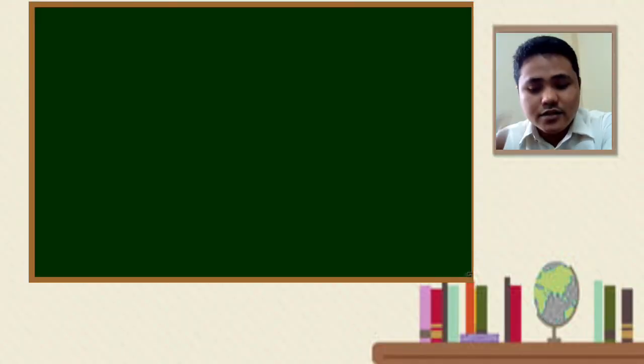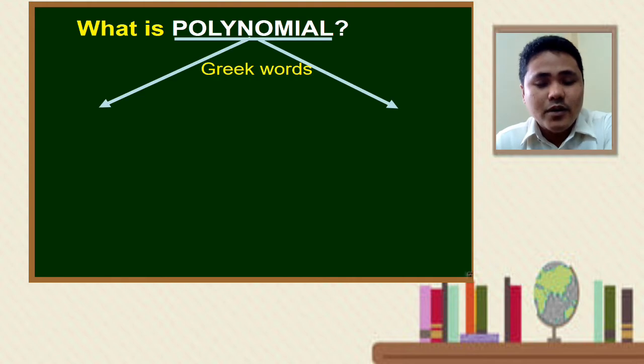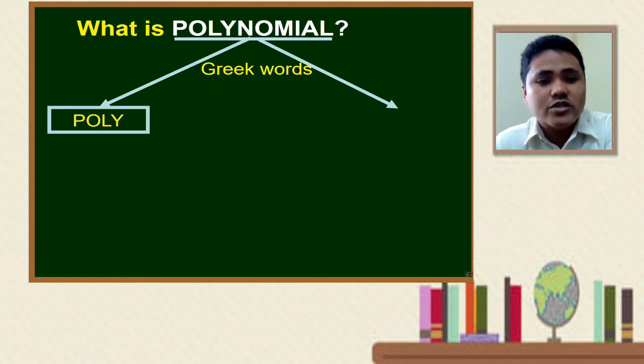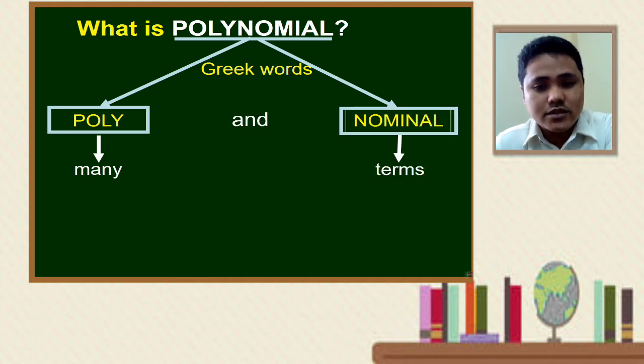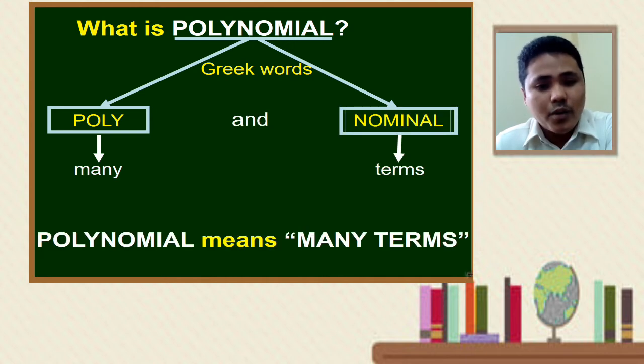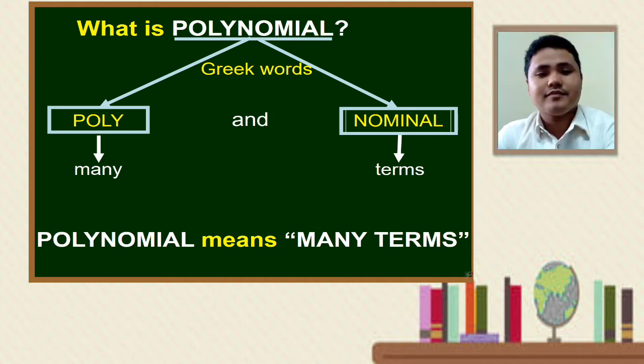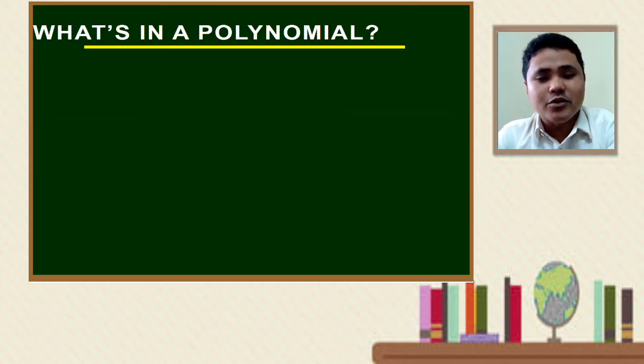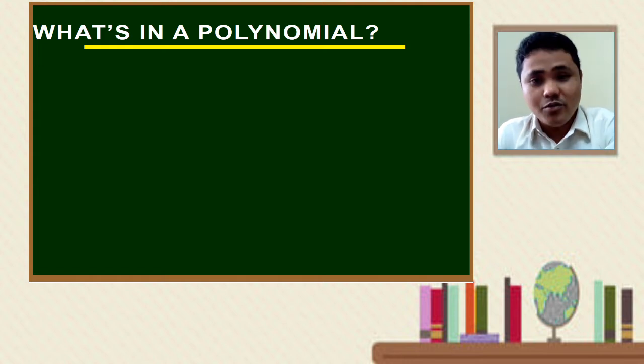So what is polynomial? Polynomial comes from the Greek words poly, which means many, and nominal, which means terms. So polynomial means many terms. So what's in a polynomial? How do we know that a certain mathematical expression is a polynomial?